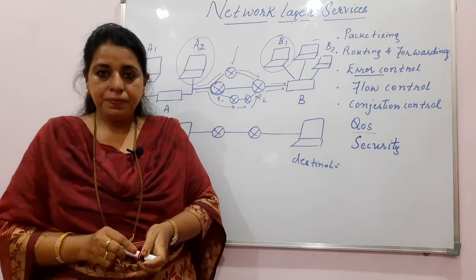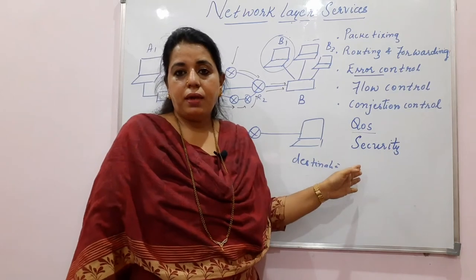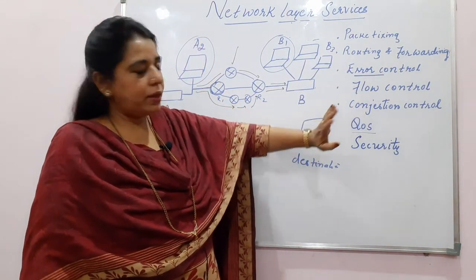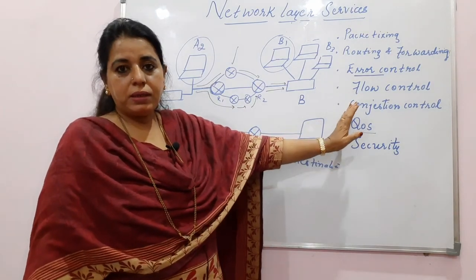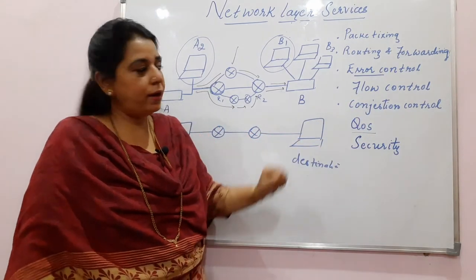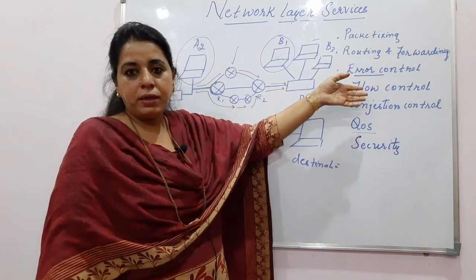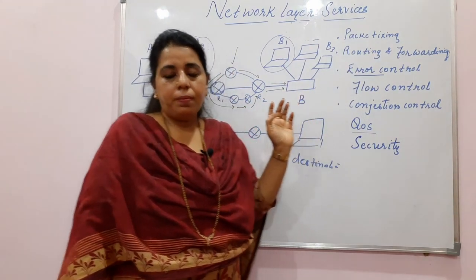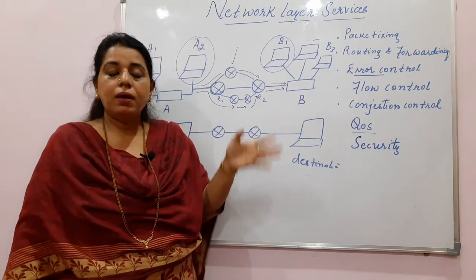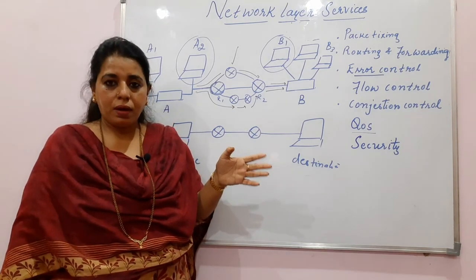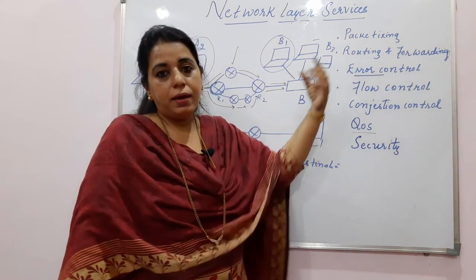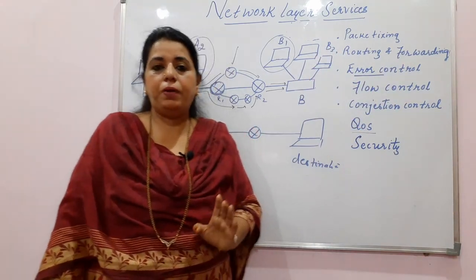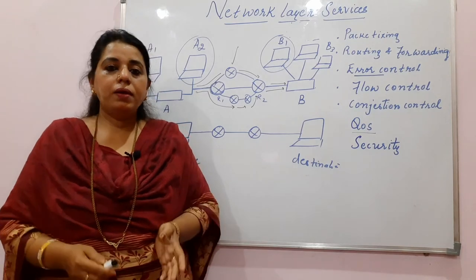So just to summarize, these are the different services provided by the network layer: error control, flow control, congestion control. Not to the maximum extent is it implemented in the network layer, whereas you will be learning the details of routing and forwarding in future lectures. In this computer network subject, there are several routing algorithms that you will be learning under routing. And there itself, in the routing algorithm, the forwarding concept will also come into the picture. Both are inseparable, routing and forwarding.